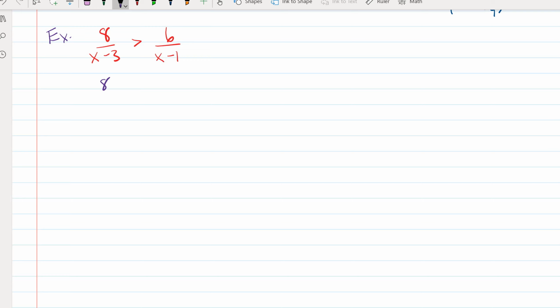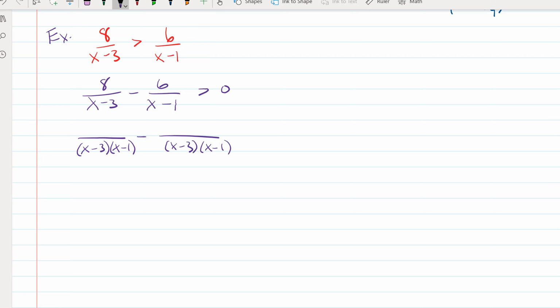8 over x minus 3 minus 6 over x minus 1 is greater than 0. We need to find a common denominator. Our common denominator needs to be x minus 3 times x minus 1. This is going back to your adding and subtracting rational functions from secondary 3. We haven't done this a ton this year, so if you're confused, you can look online for adding rational functions or come in for some help.